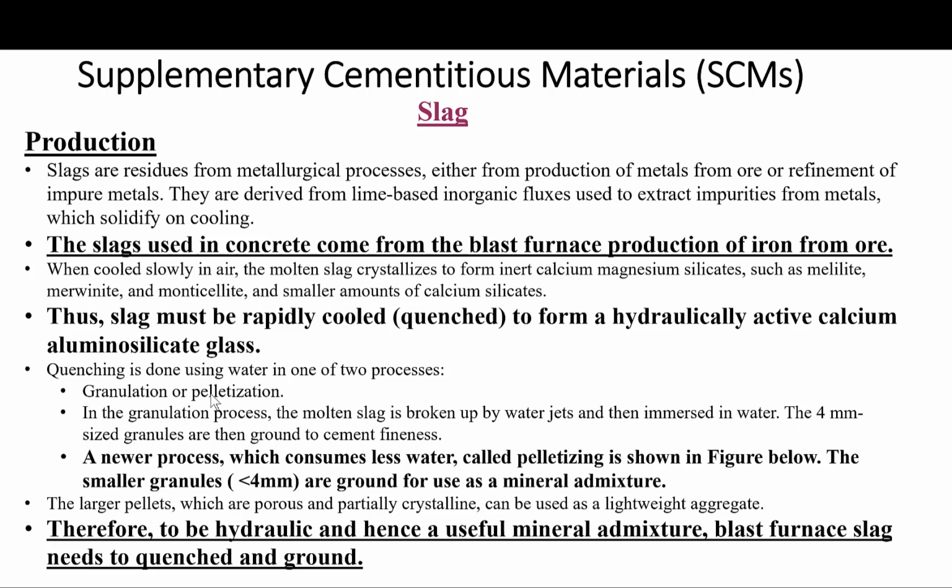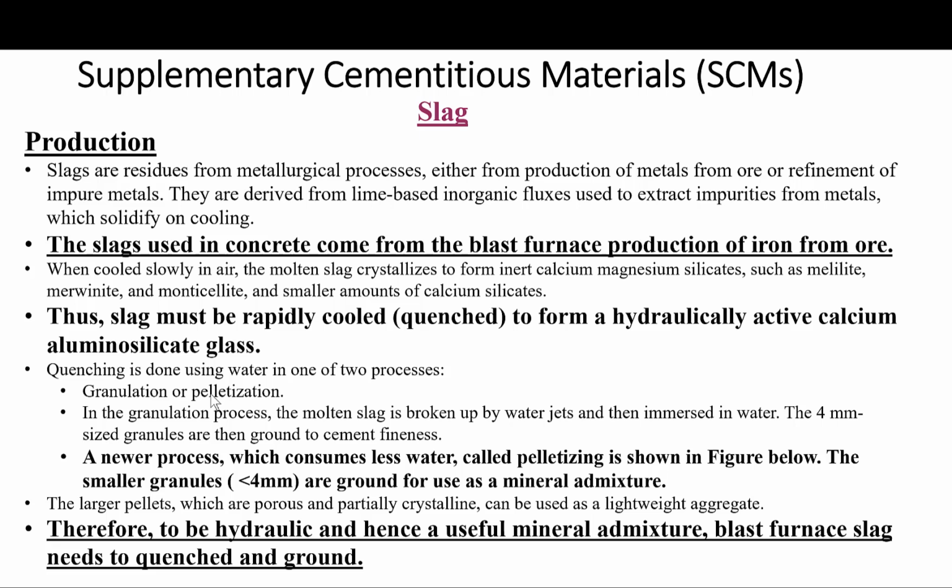But there is a newer process, which basically consumes less water, called pelletizing, which is shown in the figure I'm going to show in a bit. The smaller granules, less than 4 millimeters, are ground for use as mineral admixture. The larger pellets, which are porous and partially crystalline, can be used as lightweight aggregates. They cannot be used as mineral admixture because they lack the amorphous glassy nature. So to be hydraulic and hence a useful admixture, blast furnace slag needs to be quenched and ground.